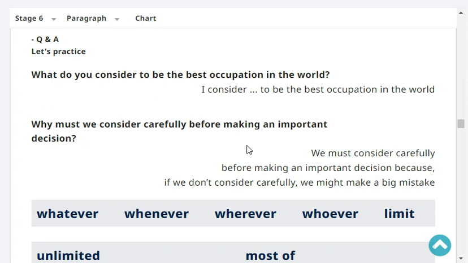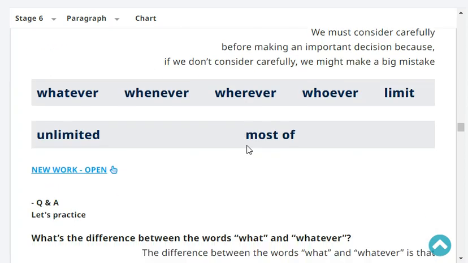We must consider carefully before making an important decision, because if we don't consider carefully, we might make a big mistake. Very good.